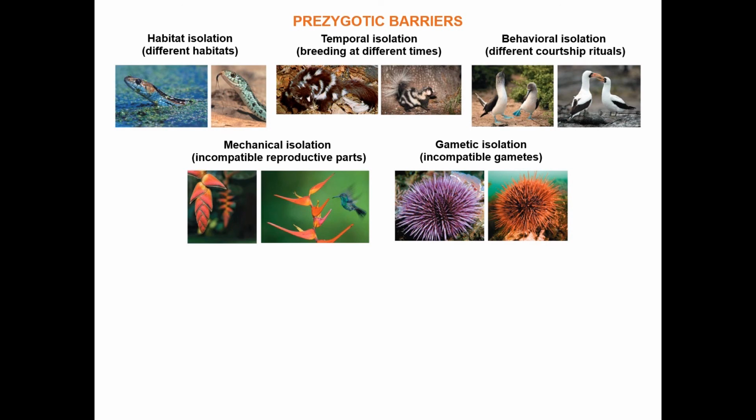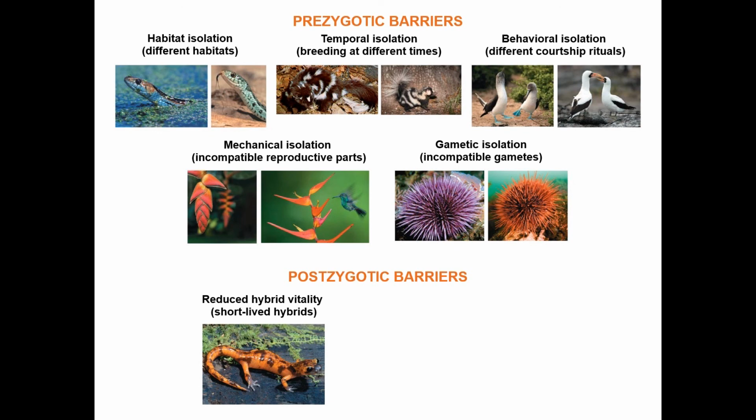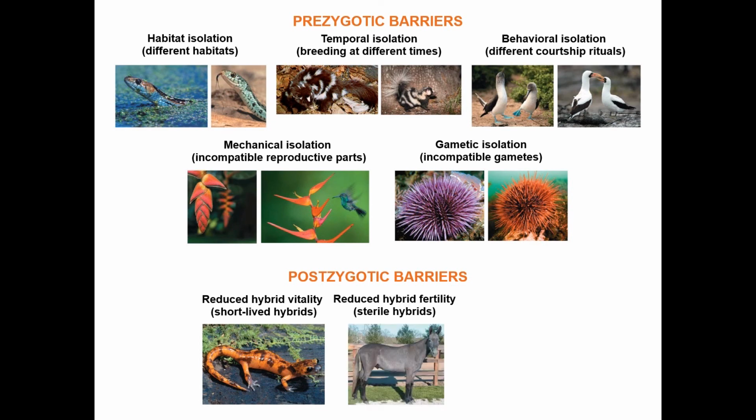So what if all of these things fail, and you actually produce a zygote? Well, then you move to postzygotic barriers. The most common and perhaps most obvious postzygotic barrier is that, well, maybe the hybrids that you produce are just really poor. Either they die very early or they don't really get born at all. That's reduced hybrid vitality. You could have a situation where your hybrid is infertile. That's like the mule example we talked about before. This produces sterile hybrids, which prevents the species from really interacting for long term.